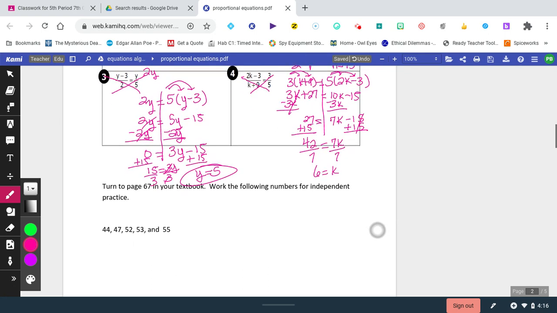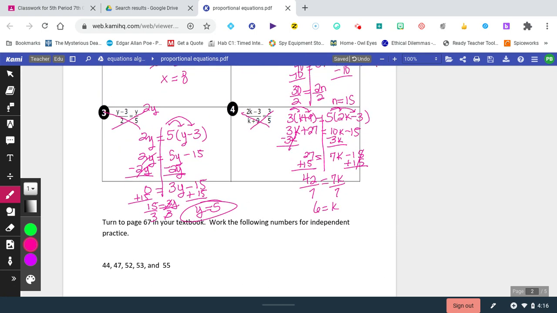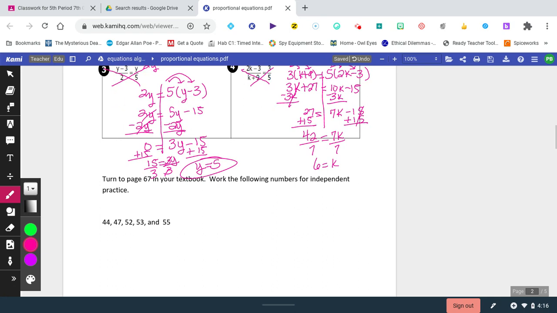Now it says turn in your textbook to page 67 and do this for independent practice. Okay, well, I made this homework. And what I did is I scanned page 67 out of the algebra book that I have and uploaded it. So your next assignment will actually be this page with these 5 problems. That's all you have to do.